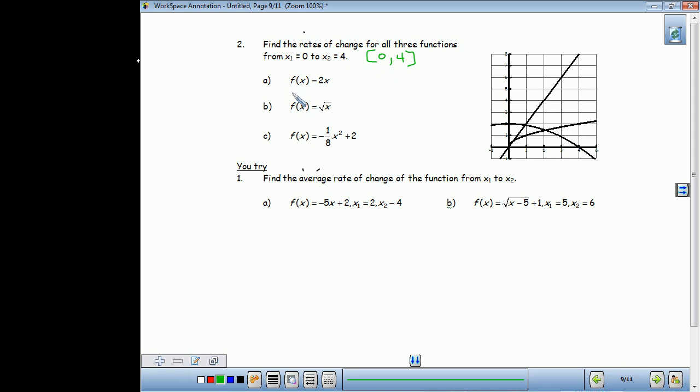So, let's see if you can figure out which graph is which. And I'm going to change these. I'm going to call the first one f of x, and then to make it easier for us to name, I'm going to call the second one g of x, and the last one h of x. That'll make it a little easier for us to name the functions once we get over here.